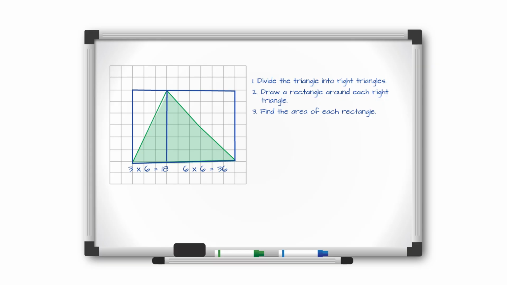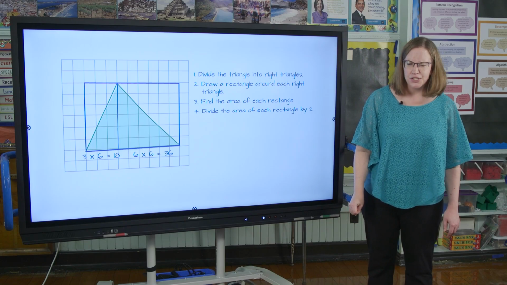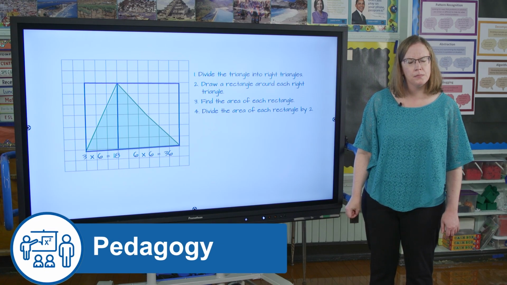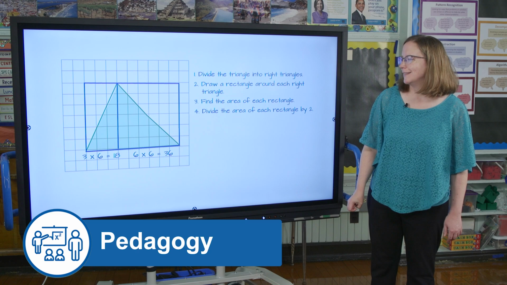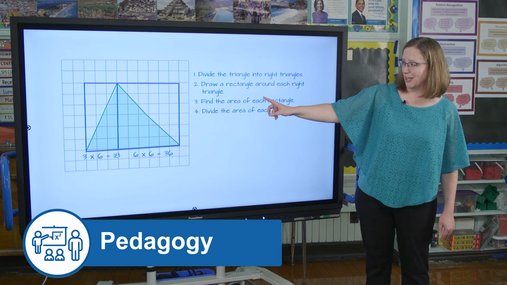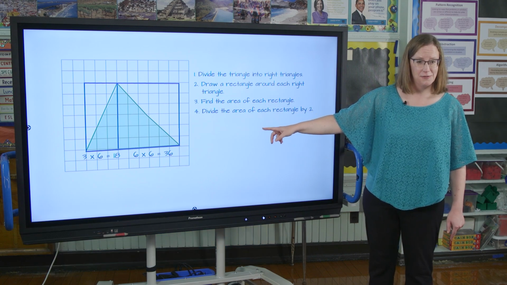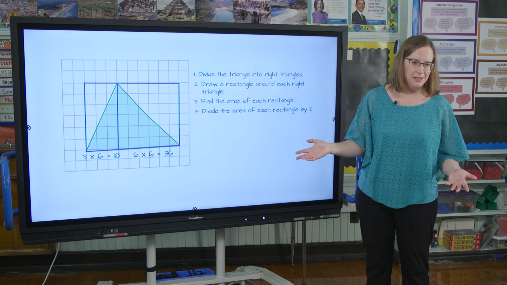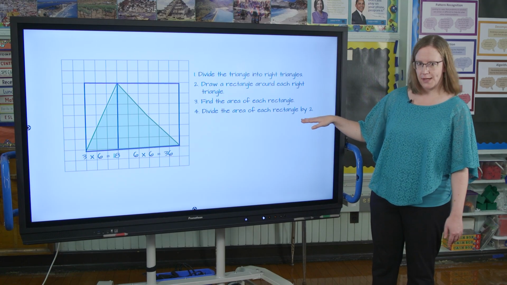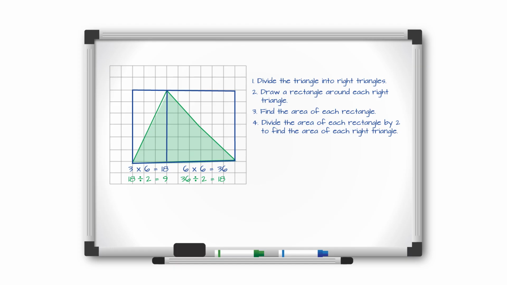All right, how about step 4? Divided the area of each rectangle by 2. Why did you do that part? Yep. Okay, so we're actually trying to find the areas of those right triangles. So to find that, we have to divide the area of the rectangle by 2. Okay, so let's write that into this step just to make it really clear. And we divide by 2 to get 9 square units for the triangle on the left and 18 square units for the triangle on the right.